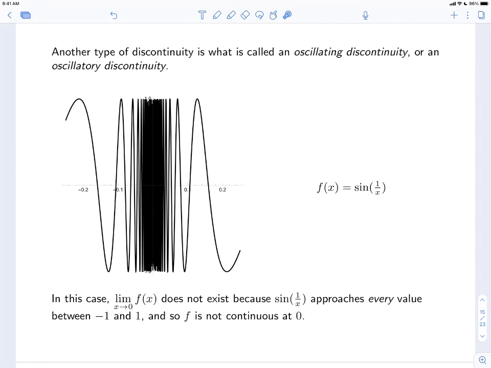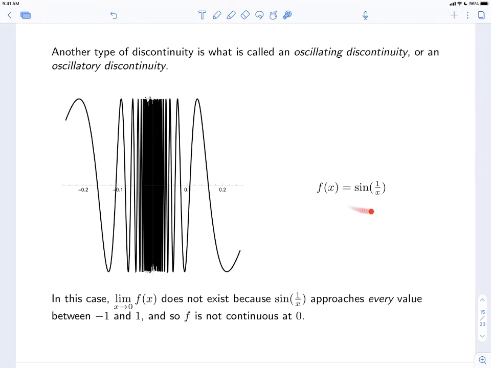But the question then becomes, what is the limiting value if it exists? Is this a removable discontinuity? And if you look at the graph, you can see that it is not removable. This graph oscillates out of control as you get closer to 0. And so the limit as x approaches 0 does not exist because sine of 1 over x approaches not just one value as x goes to 0, but it approaches infinitely many values as x gets close to 0.